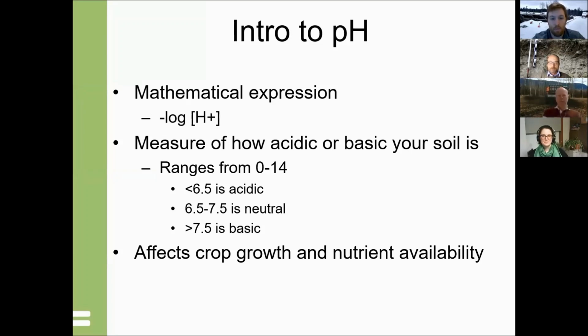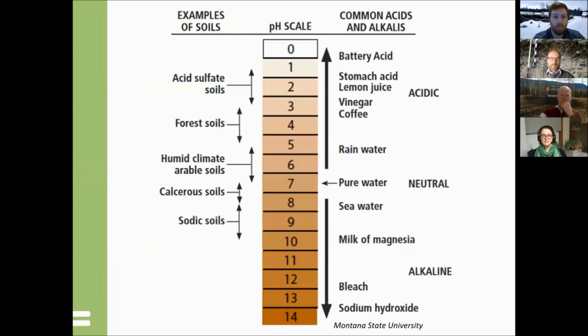And I'm sure most of you know that this ranges from 0 at the low end to 14 at the high end. So anything from 0 to about 6.5 in your soil would be considered acidic. Roughly 6.5 to 7.5 would be considered neutral. And then anything over 7.5 would be considered basic. And the reason we worry about soil pH is because it affects your crop growth and it affects how many of the nutrients in your soil are available.